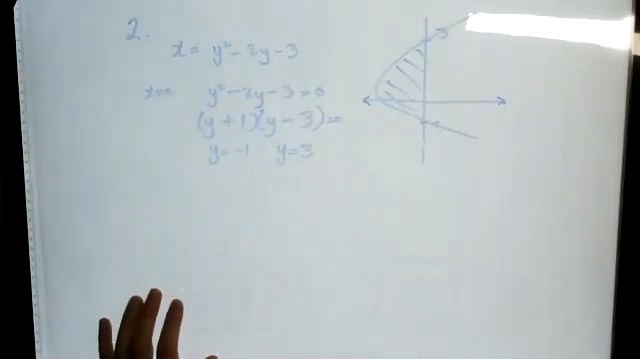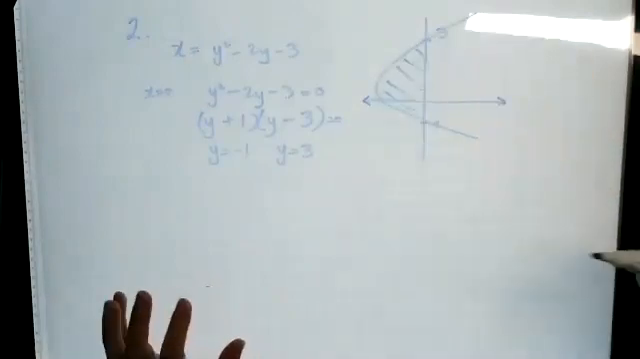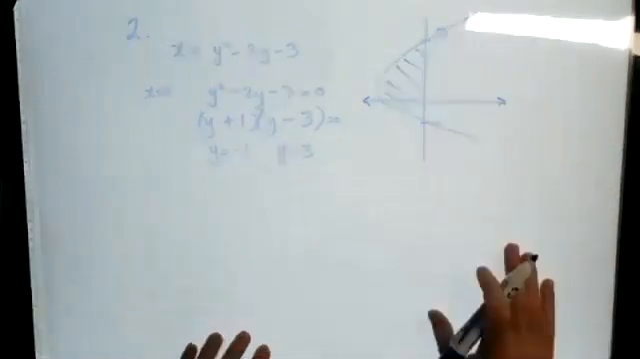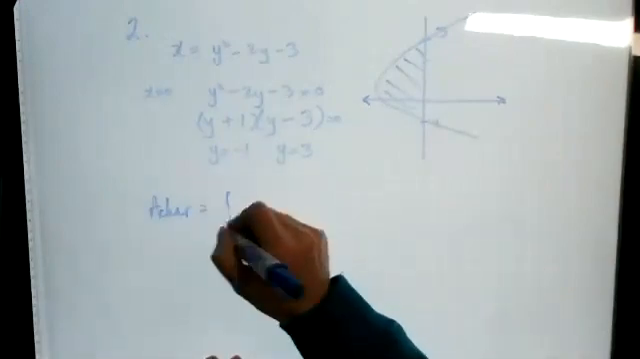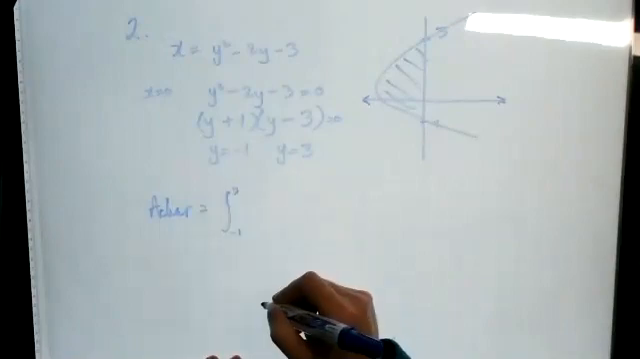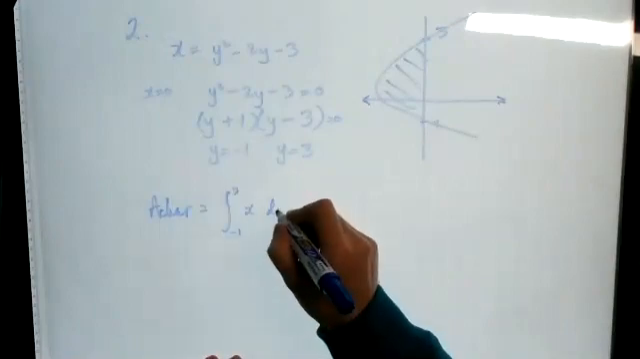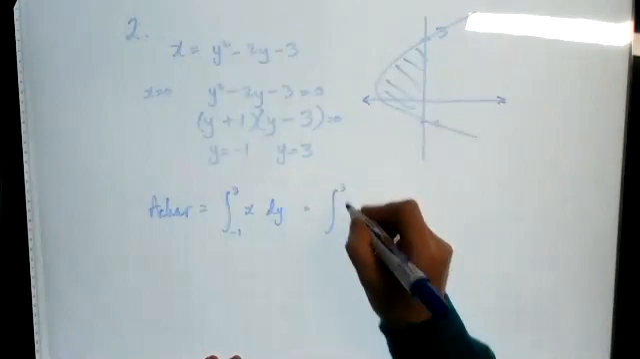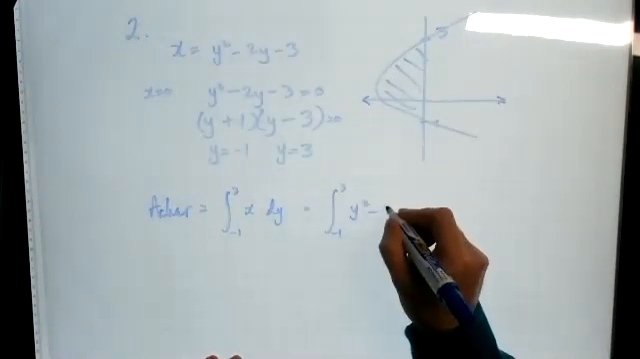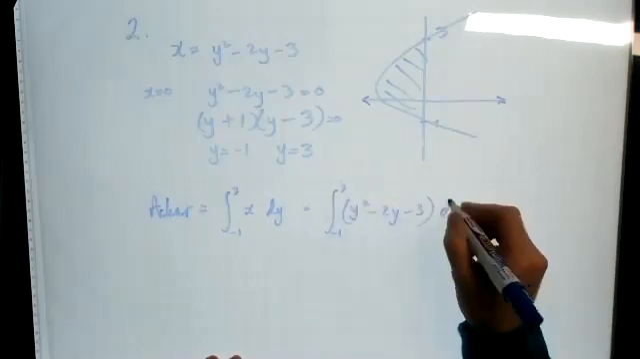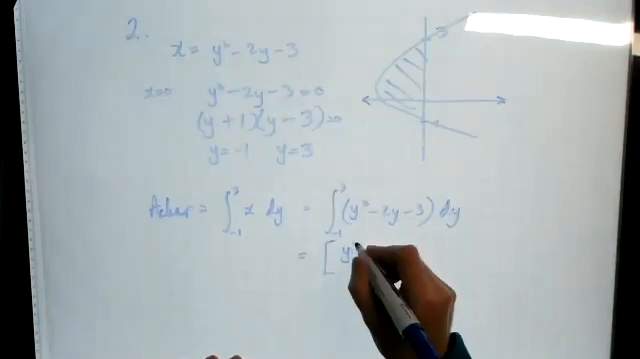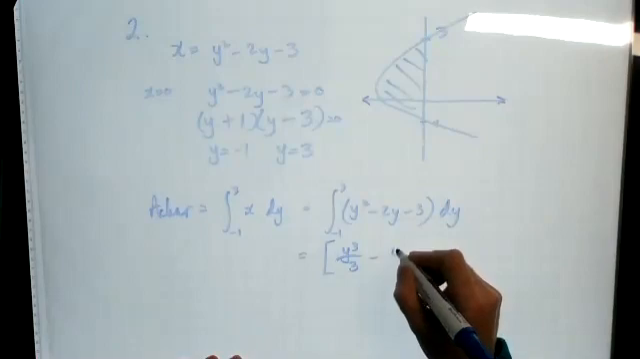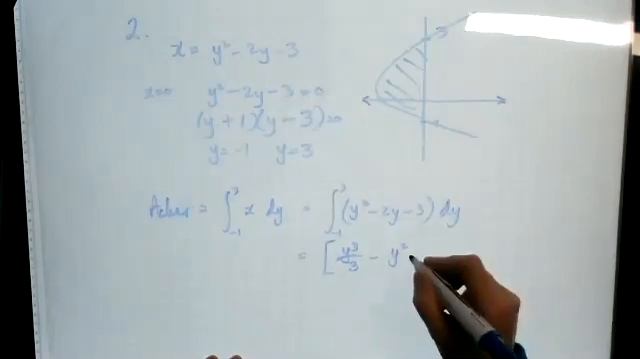Okay, so the area is the integral from -1 to 3 of x dy. So the integral from -1 to 3 of y squared minus y minus 3 dy. So in square brackets, you have y cubed over 3 minus y squared over 2 minus 3y.